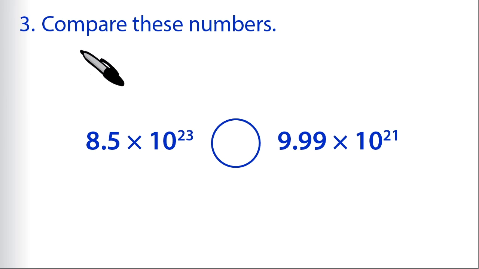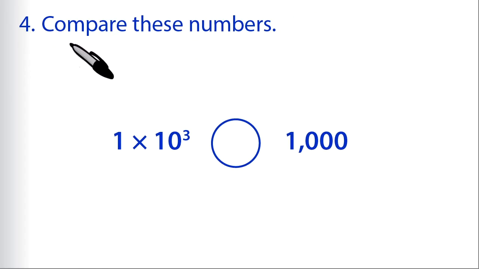For problem 3, we're asked to compare these numbers. And we're given 8.5 times 10 to the 23 compared to 9.99 times 10 to the 21. And in scientific notation, if the exponent is different, then you can use that alone to tell you which number is greater. Because even though this first part here, 9.99, is greater than 8.5, it's being multiplied by a much smaller number. 10 to the 21 is much smaller than 10 to the 23. So 8.5 times 10 to the 23 is greater than 9.99 times 10 to the 21.